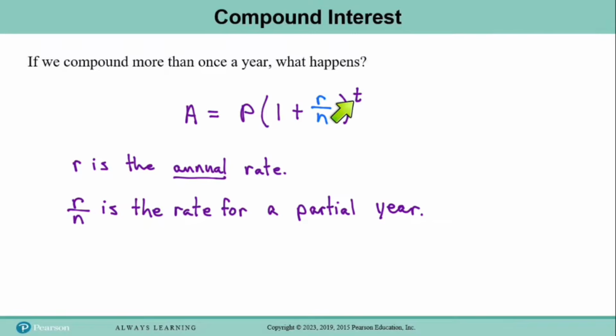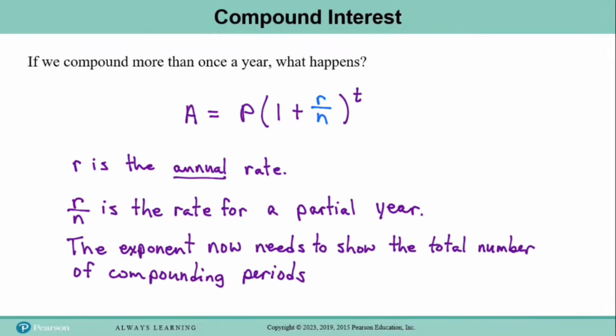Now what about T? Okay, well, if they're going to pay you more than once a year, then we have to adjust T as well, because we want this exponent to represent the number of times that they pay you interest. So the exponent would now need to show the total number of compounding periods. So instead of just T, it would be T times N, see? Or we write it NT, actually, is how you'll always see it written down. So this is going to be our new formula for compounding interest N times per year.